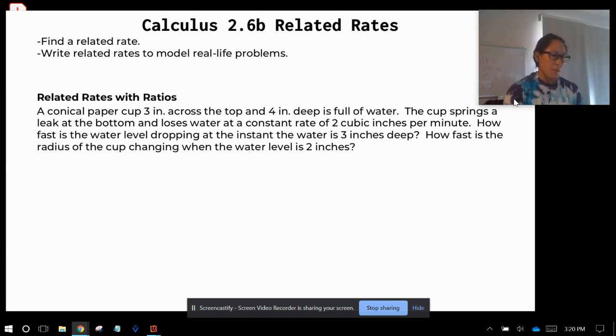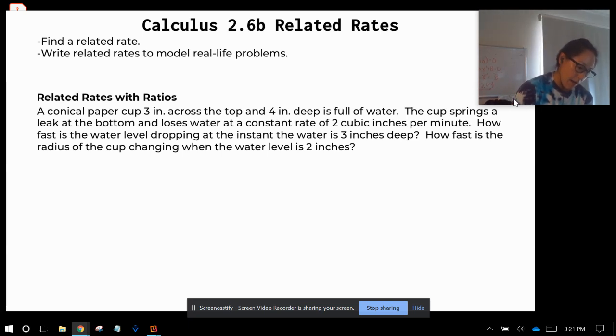A conical paper cup, 3 inches across the top and 4 inches deep, is full of water. The cup springs a leak at the bottom and loses water at a constant rate of 2 cubic inches per minute. How fast is the water level dropping at the instant the water is 3 inches deep? How fast is the radius of the cup changing when the water level is 2 inches? So this is a twofer.